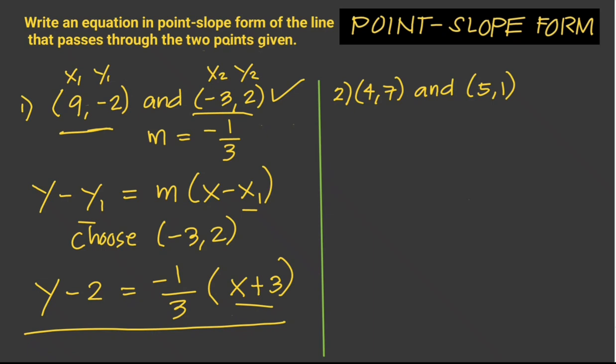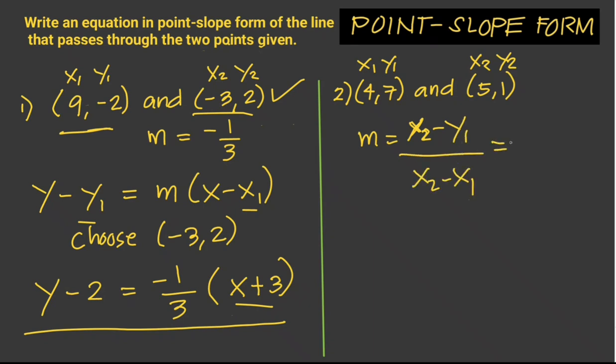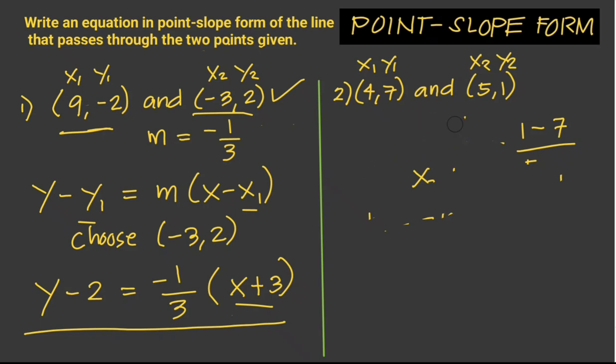Again, let's solve more. So let's say this is x sub 1, y sub 1, x sub 2, y sub 2. So solving for our slope, y sub 2 minus y sub 1. Okay, so that would be 1 minus 7 over 5 minus 4. So our slope would be negative 6 over 1. So that is just equal to negative 6. So our slope is negative 6.